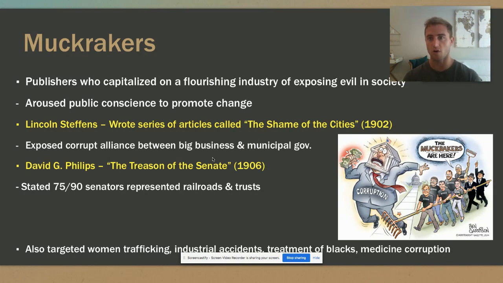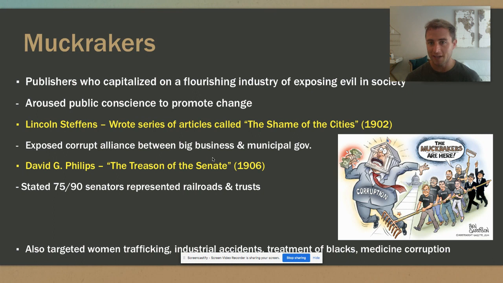The muckrakers are also going to arouse the public conscience to corruption in government. For instance, Lincoln Steffens is going to write a series of articles called The Shame of the Cities, which is going to expose that many of the municipal governments, the city governments, are beholden to big business, and therefore these political machines in cities need to be addressed. We also see David Phillips, who writes The Treason of the Senate, which exposes the corruption that so many of the senators are now beholden to the railroads and the trusts. There needs to be a change in which senators are directly elected.